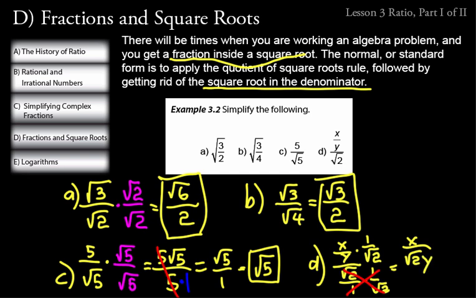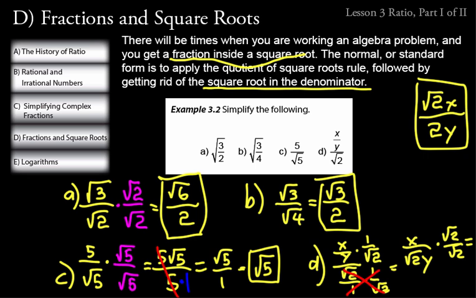Now that's not standard form, so we want to multiply above and below by square root 2. And so, let's just put the answer up here. It's going to be square root of 2x over square root of 2 times square root of 2, which is 2y. So in dealing with fractions and square roots, it's not standard form to have a radical sign in the denominator. We get rid of that by multiplying above and below by whatever that square root of the denominator is.